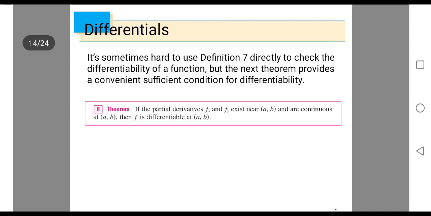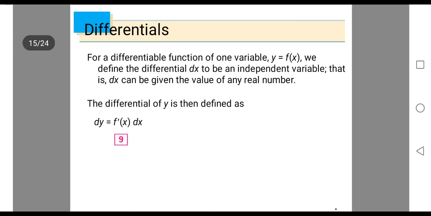It's sometimes hard to use definition 7 directly to check differentiability of a function, but the next theorem provides a convenient sufficient condition for differentiability. Let's have a look. What does it say? Theorem 8 says if the partial derivatives fx and fy exist near a, b and are continuous at a, b, then f is differentiable at a, b.